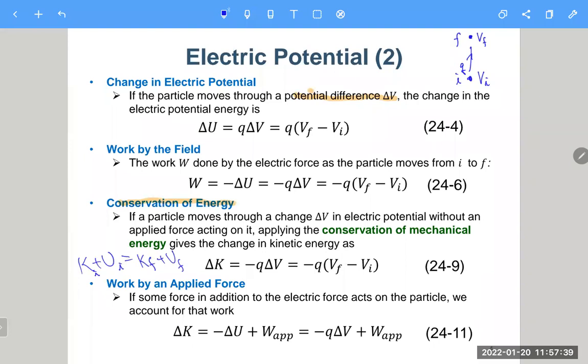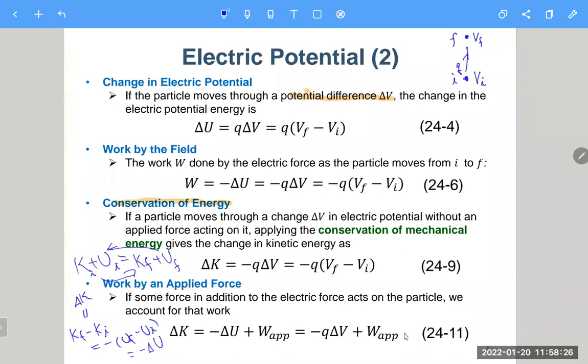Which means that if we move this term over, we have Kf minus Ki will be negative Uf minus Ui. Just move this term to the right side, and this term to the left side. So we have Kf minus Ki, this term is delta K, and this one is negative delta U. So delta U will be Q delta V. And if we really need to do some work, then delta K will be equal to negative delta U plus the work done.